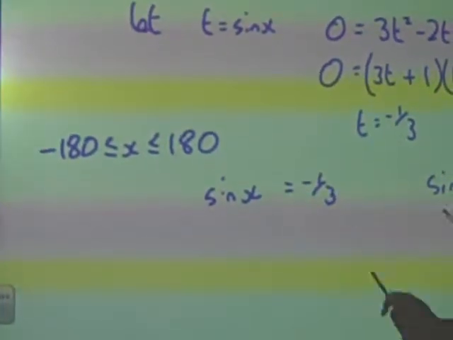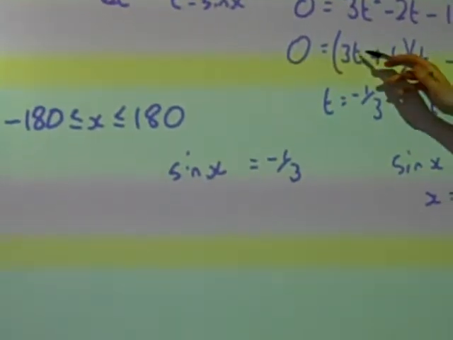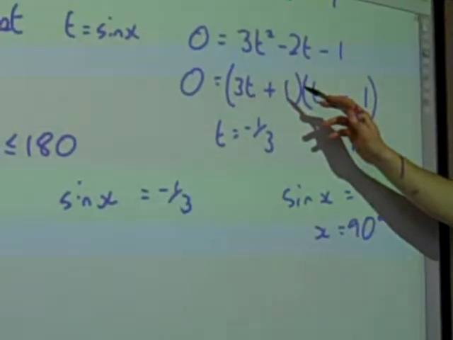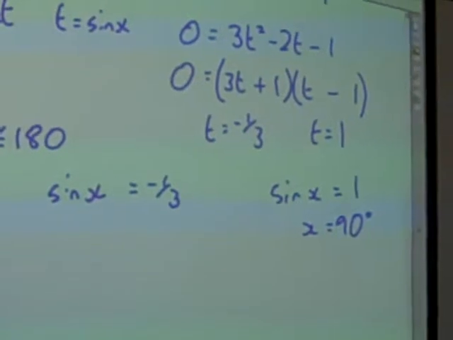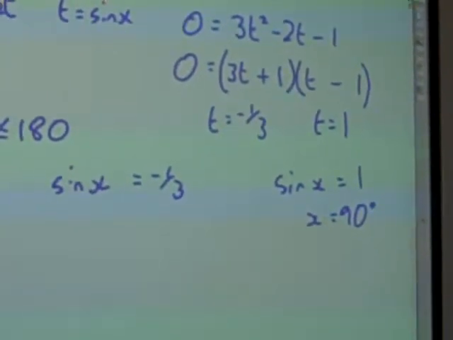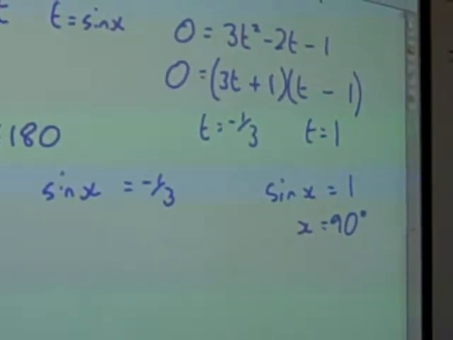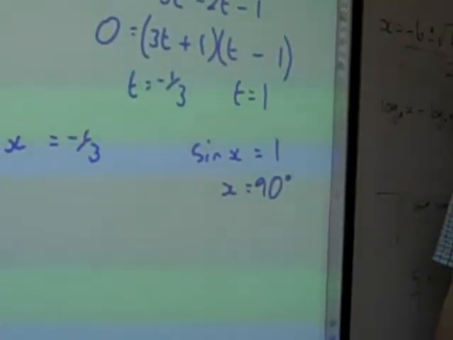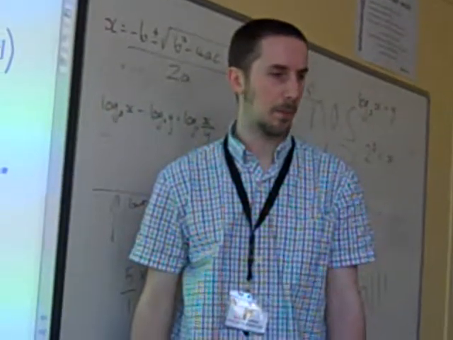Calculator? We'd have 3t plus 1 equals 0. So if we divide by the 3, we would have minus a third. If you just do sine x equals 1, and you divide it by 3, no, it wouldn't have that relationship. Inverse sine of minus a third. Have we done it? Minus 0.3.